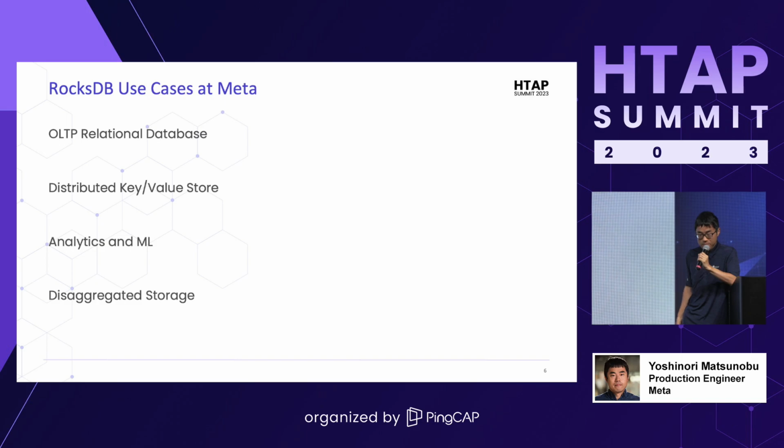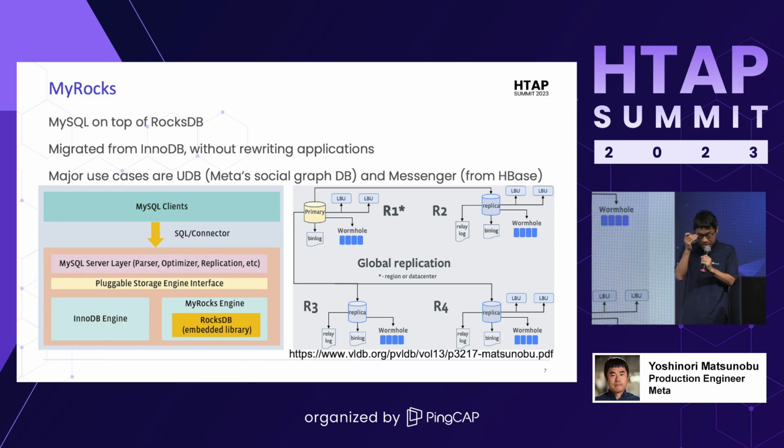Let me start with the most traditional use case, the OLTP database, which is called MyRocks, which is MySQL on top of RocksDB. This is also an open source database we published. We first created the product in 2015 and started using it in production in 2017. We use MySQL a lot in Meta's Facebook backends.